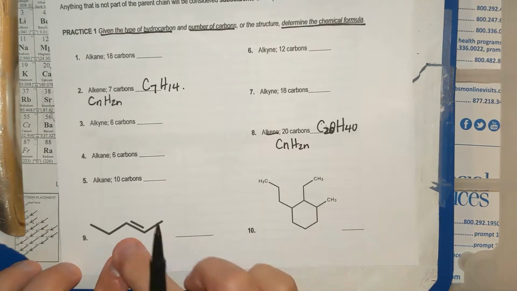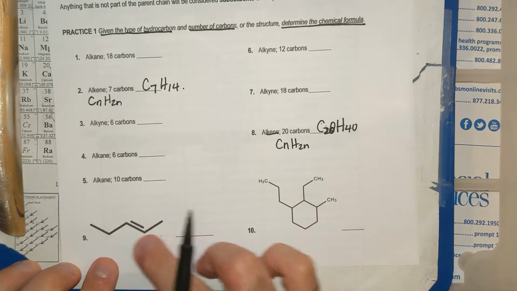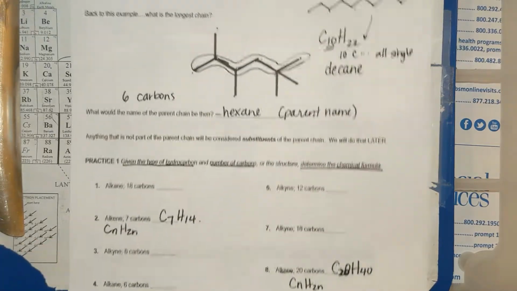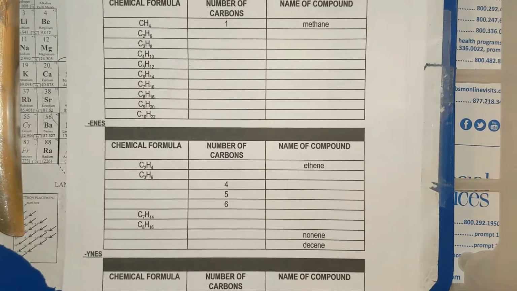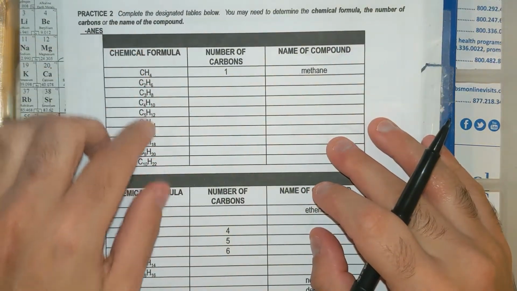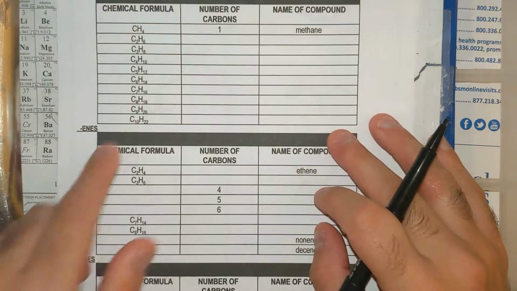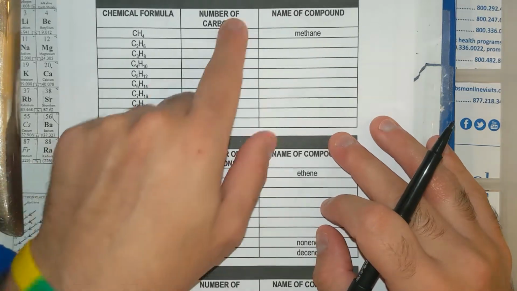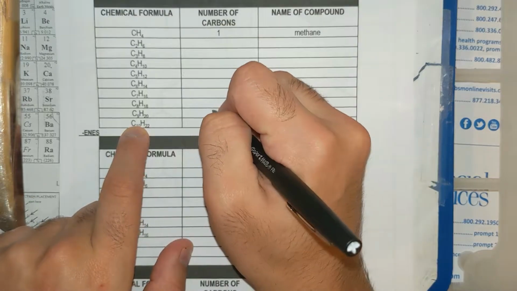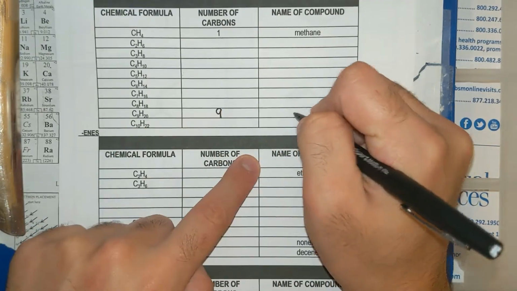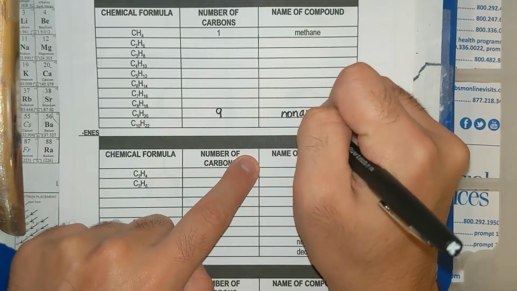For these problems, you could count the carbons and figure out the hydrogens, or you could just count carbons and hydrogens all together. For practice 2, you're going to be either giving me the formula, giving me the number of carbons, or naming the compound. So for example, if I were to jump to something like this, C9H20, there are 9 carbons. The name it would get would be nonane.